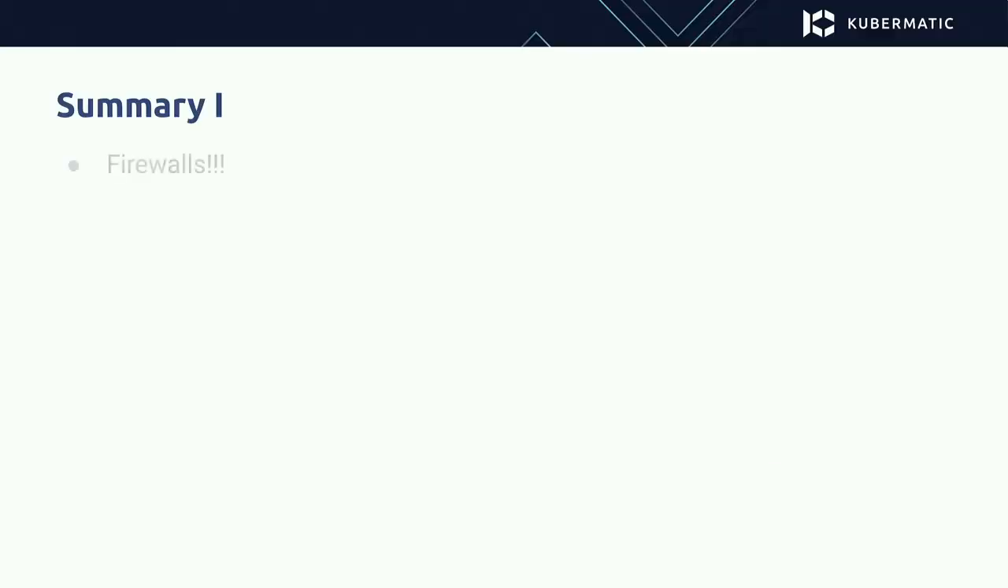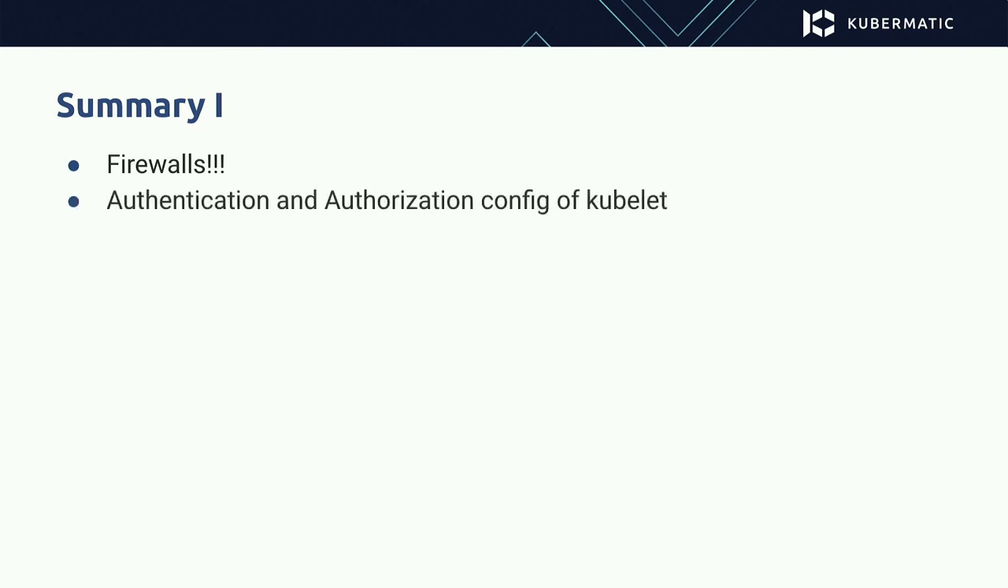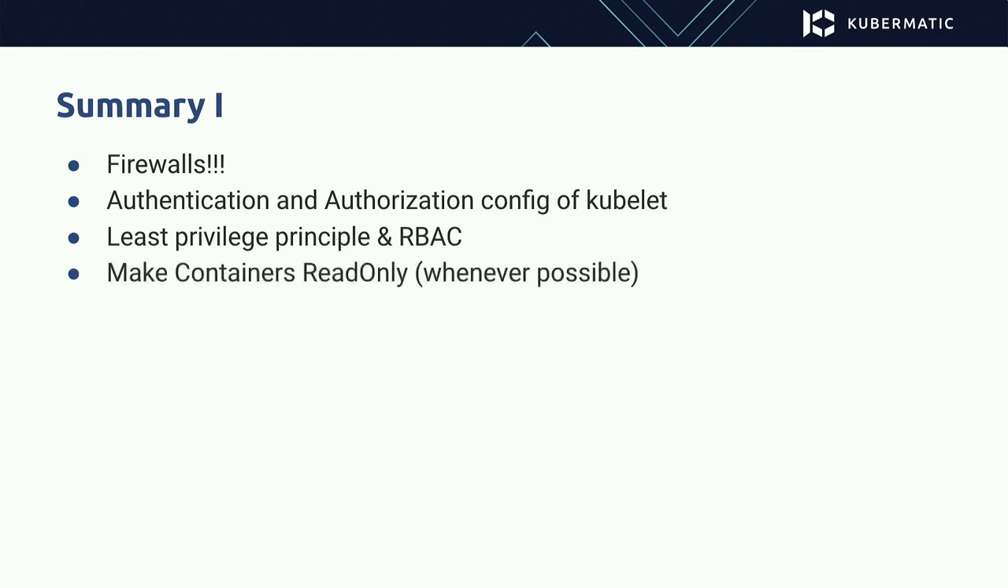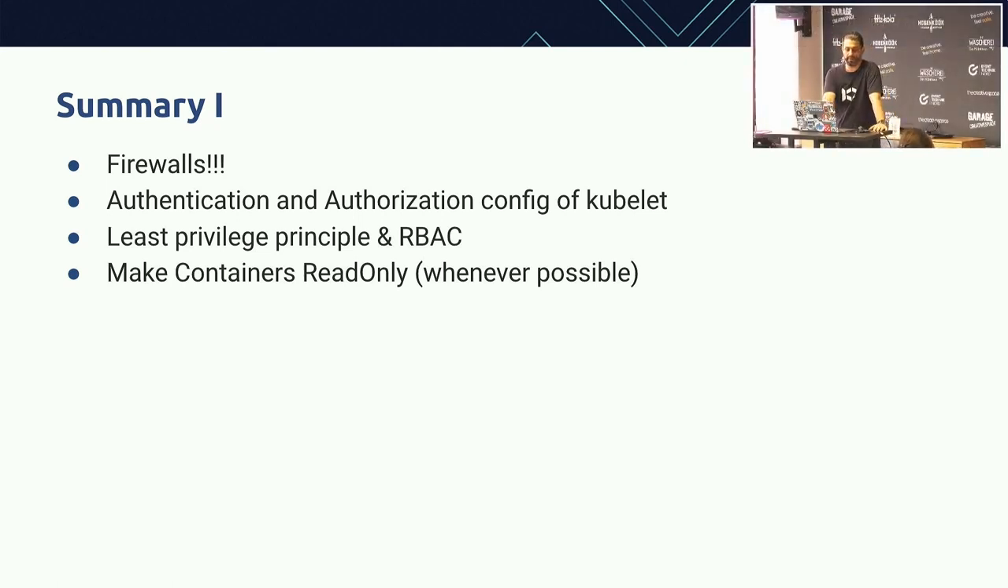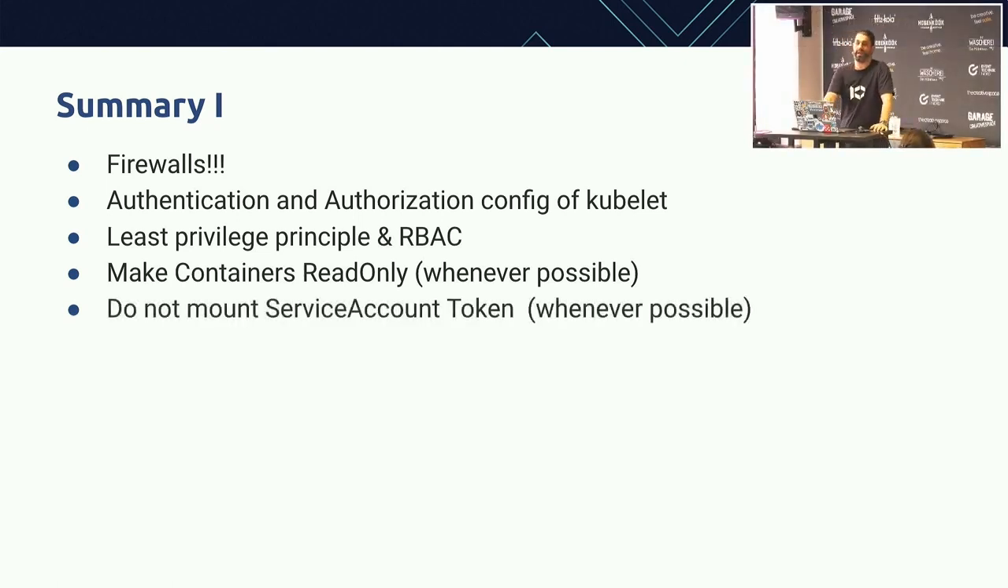Now he feels more secure about his kingdom. And if I go to the summary again, you should have firewalls, you should have authentication and authorization of kubelet, and also, of course, the kube-apiserver. You should have the least privilege principle and set up RBAC. Have your containers read only, like distroless images. With distroless images you don't have a shell inside your container, so you basically cannot run a command inside this container, so it's a good practice whenever possible. Again, do not mount the service account.